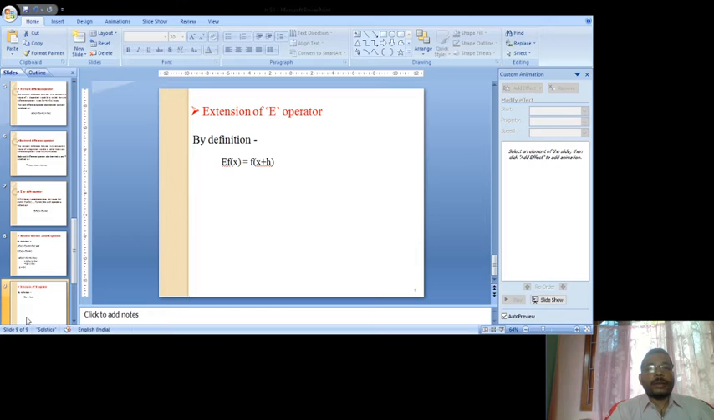Then the extension of the E operator. By definition, E f of x is equal to f of x plus h. It is very well known to us. Now we want to establish the relation in the extended form. That is how.